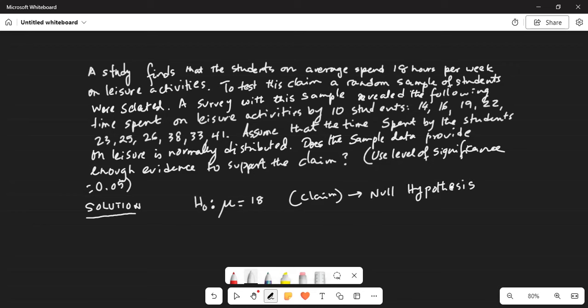Since we have not been told whether the alternate hypothesis, sometimes written as HA, is greater than 18 or less than 18, we do not know whether the mean is greater or less than 18. So a safe bet is to assume that mu is not equal to 18. This is your alternate hypothesis. This says the mean is not equal to 18.